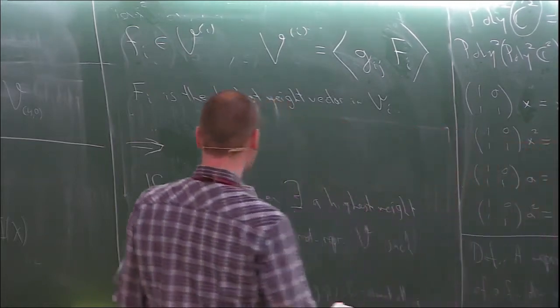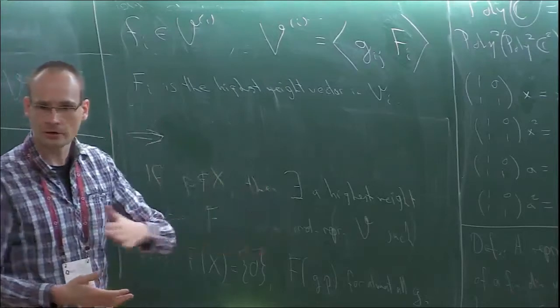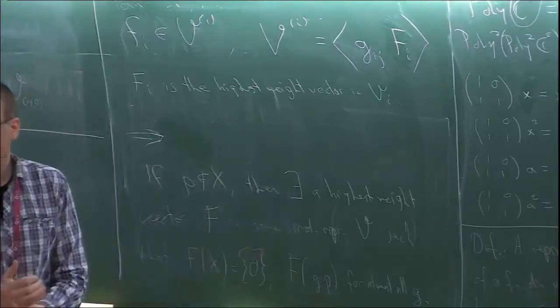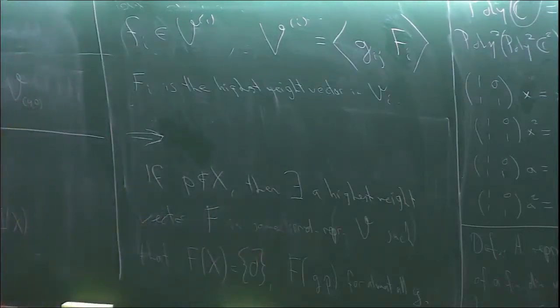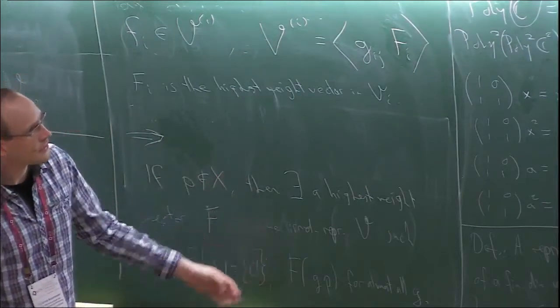So this gives us a strong restriction. We can now search for highest weight vectors and they will vanish on our variety X, right? Those are the things that one tries to study. And one can define, for example, there could be several highest weight vectors.